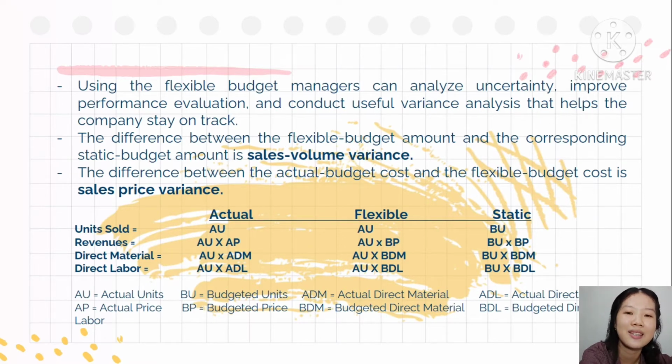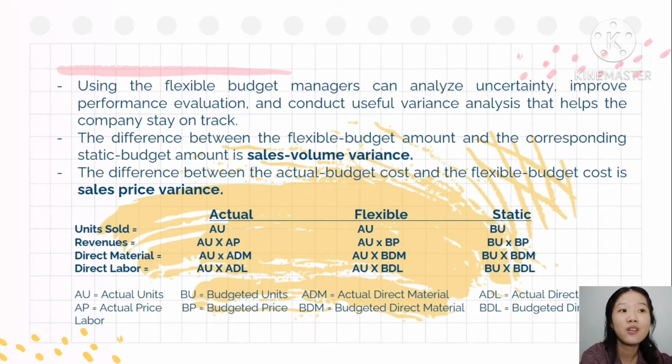the circumstances are not good, like when there are a lot of unexpected events and uncertain, dynamic economic challenges in the world. But using the flexible budget, managers can manage this problem.